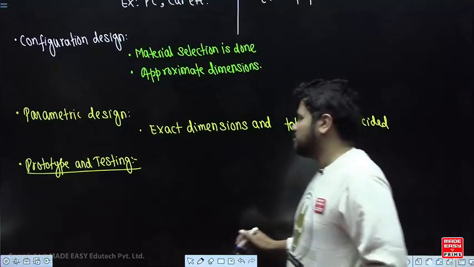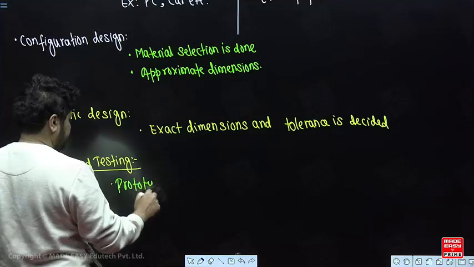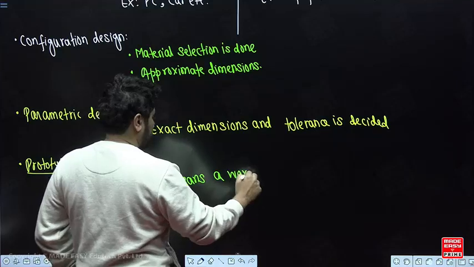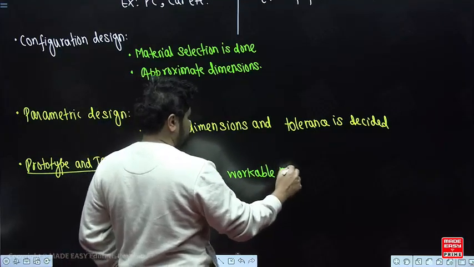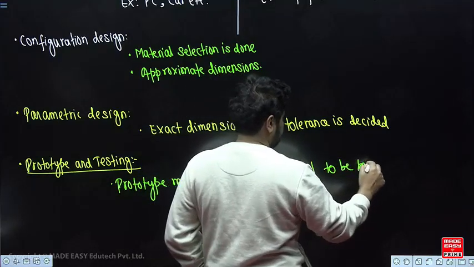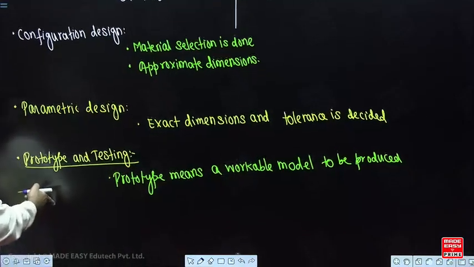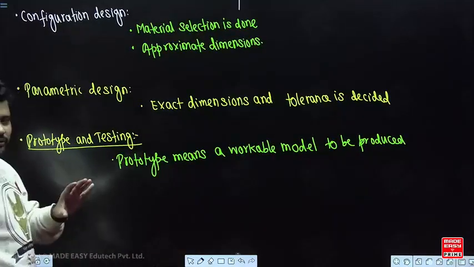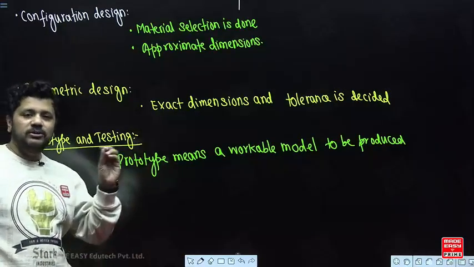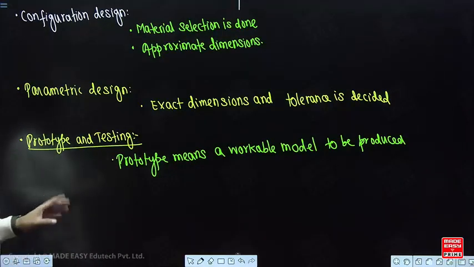So prototype and testing, what is prototype? So prototype means a workable model to be produced, correct, a workable model to be produced, prototype. So first of all, before going for the mass production, we will manufacture one, that is called as prototype, and we will do all kind of testing on that, and based on that, if the things are successful, then we will go for the mass production.